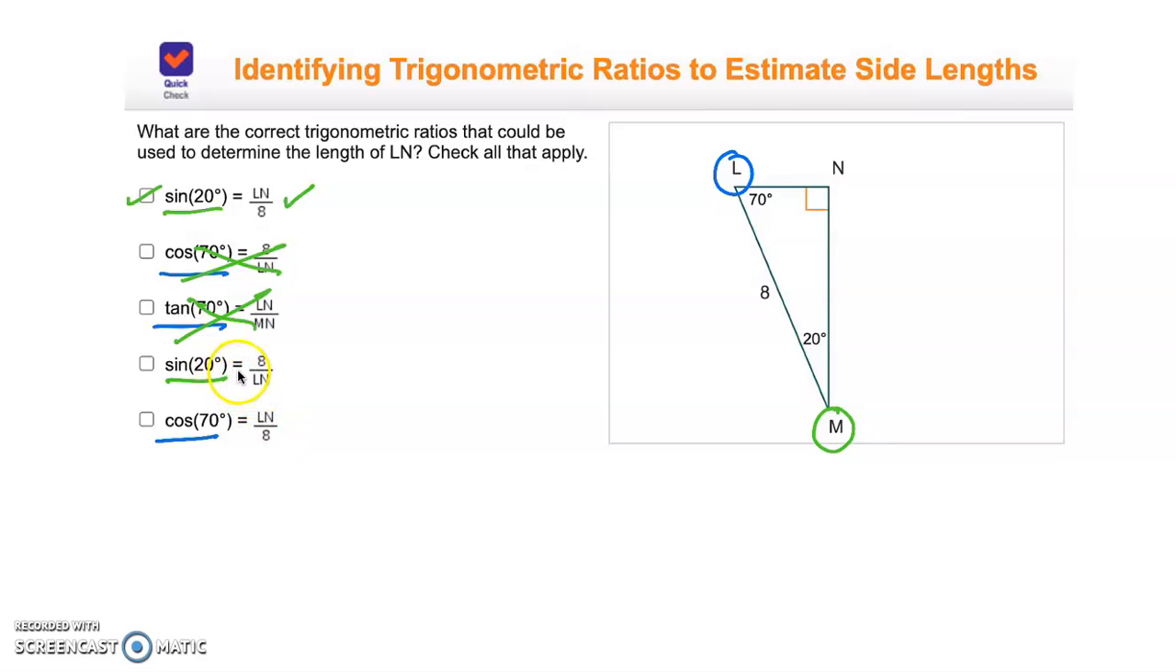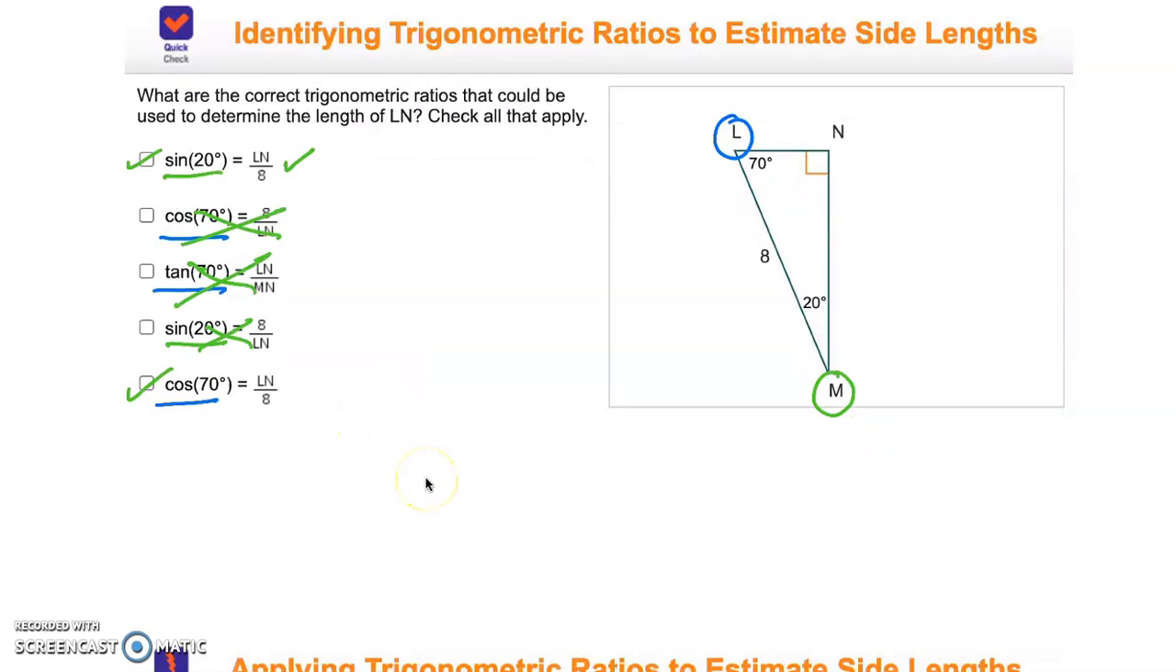Sine of 20 equals 8 over ln. Well, we did sine of 20 is ln over 8, so we know that can't be true. And now the cosine of 70 is adjacent, which is ln, over hypotenuse, which is 8. The other thing we could know is that cosine of 20, sine of 20, and cosine of 70 are co-functions, so they should be equal to each other. 20 plus 70 is 90, and so the sine of one is equal to the cosine of the other.